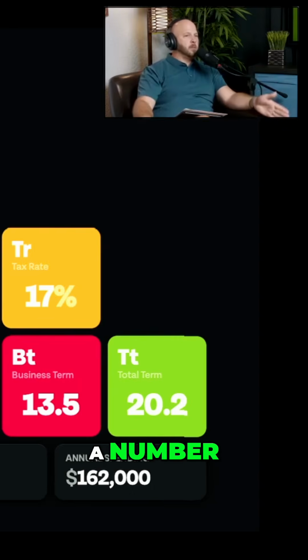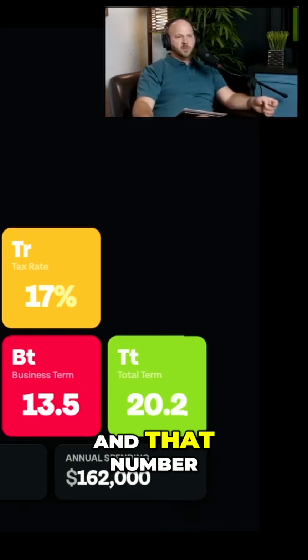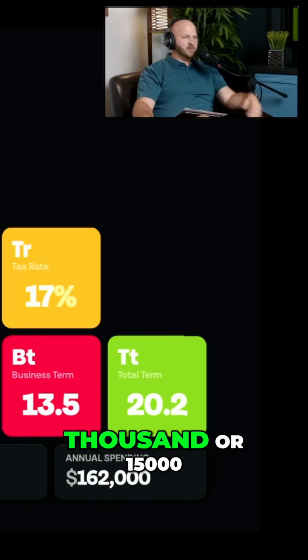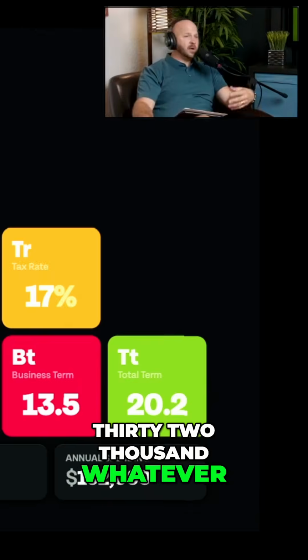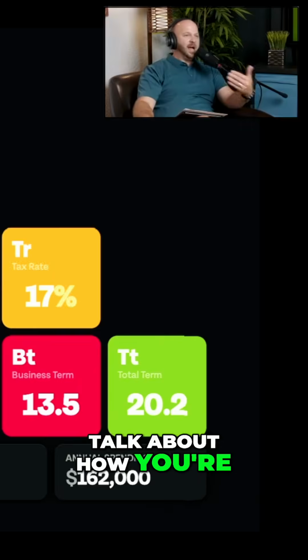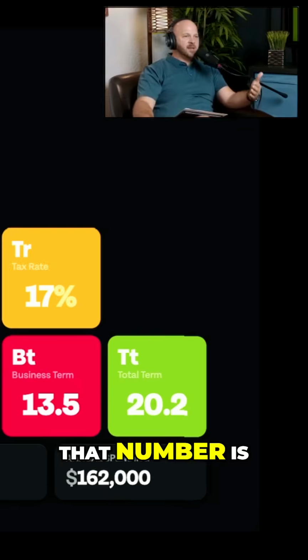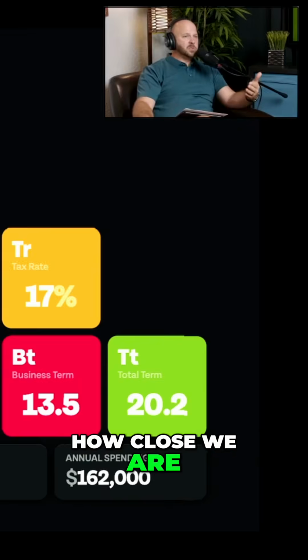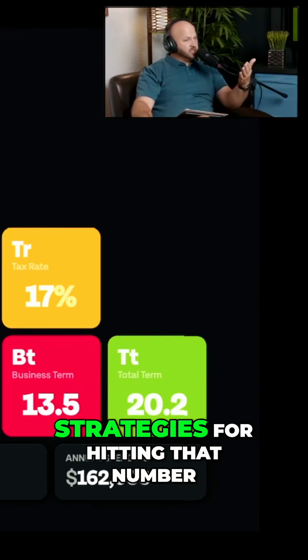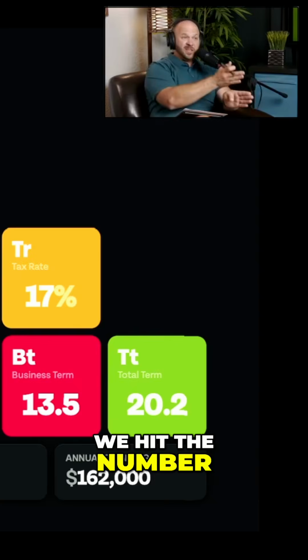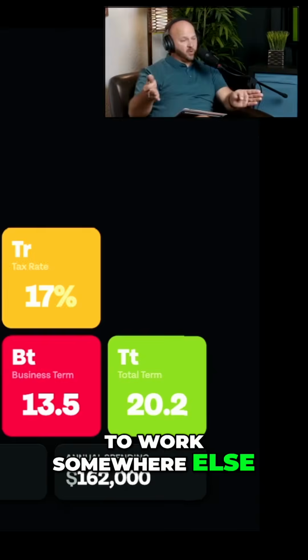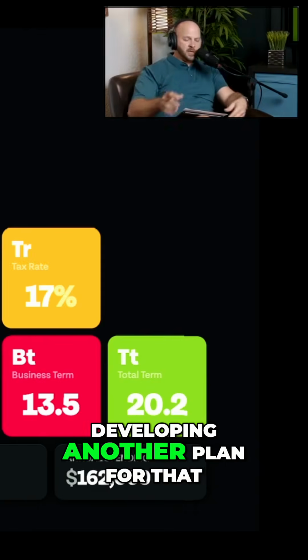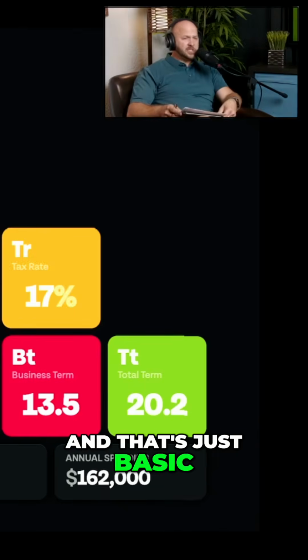So let's pick a number that's more comfortable, and that number for you could be 10,000 or 12,000 or 15,000 or 6,000 or 32,000. Whatever your number is, we're going to talk about how you're getting to that number, why that number is important to you, how close we are to hitting that number, strategies for hitting that number. But then once we hit the number, any dollar above that number needs to be put to work somewhere else. And so now we're developing another plan for that. And that's just basic cash management.